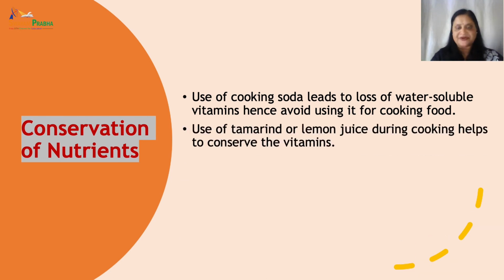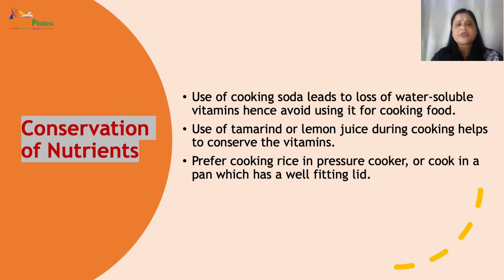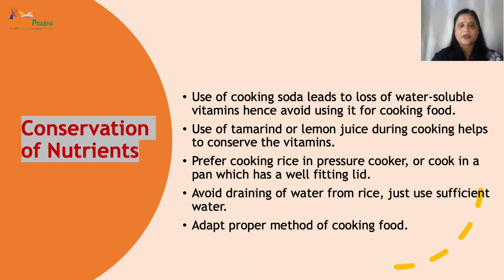Use of tamarind or lemon juice during cooking helps to conserve the vitamins. Prefer cooking rice in a pressure cooker or in a pan which has a well-fitted lid. Avoid draining of water from rice. Just use sufficient water. Adopt the proper method of cooking food.